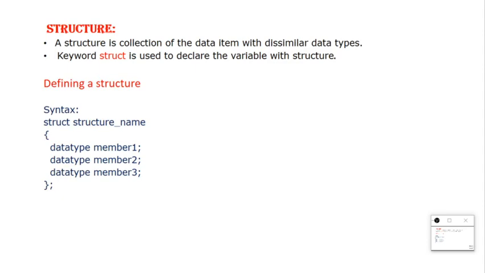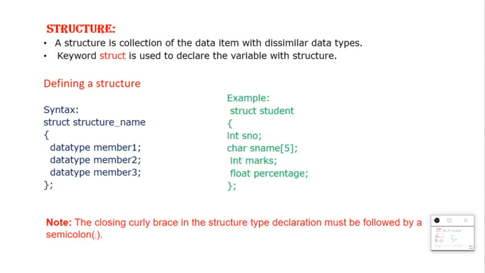Defining a structure, you can see the syntax: struct space structure name, data type member 1, data type member 2, data type member 3, and so on, and a close bracket and semicolon. This is the syntax of a structure. So let us see a small example.